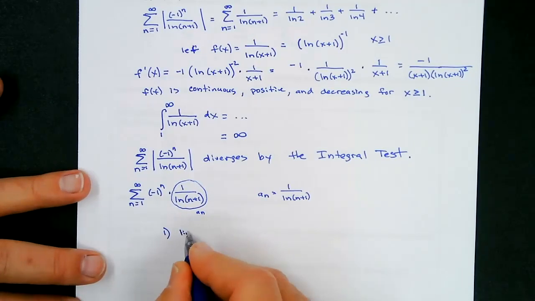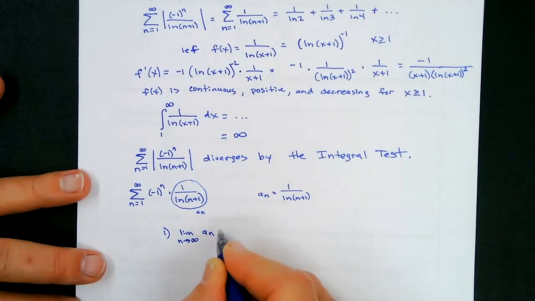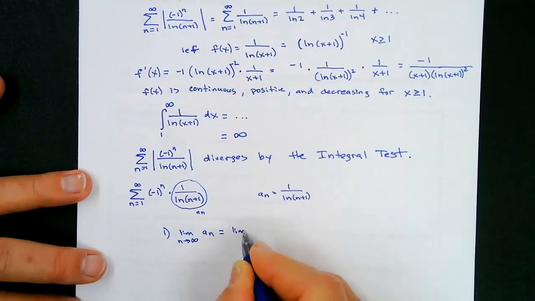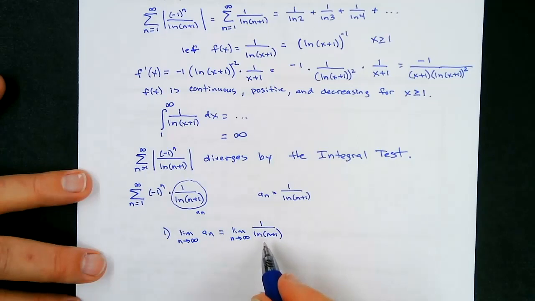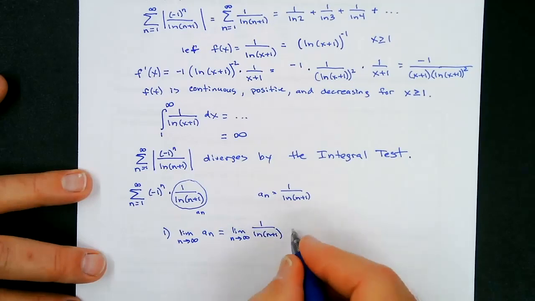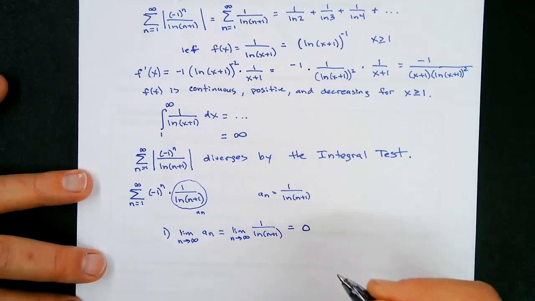So the limit as n approaches infinity of a sub n, which is the same as the limit as n approaches infinity of 1 over ln of n plus 1. Well, we know the natural logarithm function keeps increasing. It's always increasing, so this denominator is getting bigger and bigger. It's going to infinity, and that's going to make this overall fraction get closer and closer to 0. So we know the limit is 0.